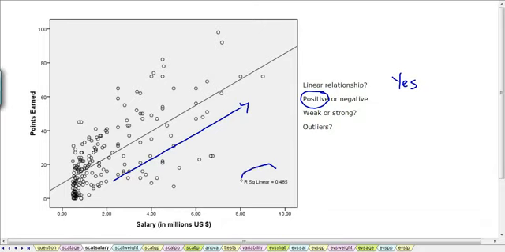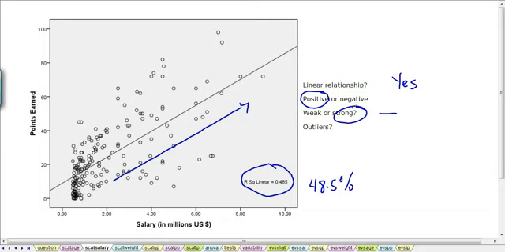And we look at this R squared value and we see it's a very large amount of variability of the points earned is explained by the variability of the salary. So this is a very strong relationship. And are there any outliers?